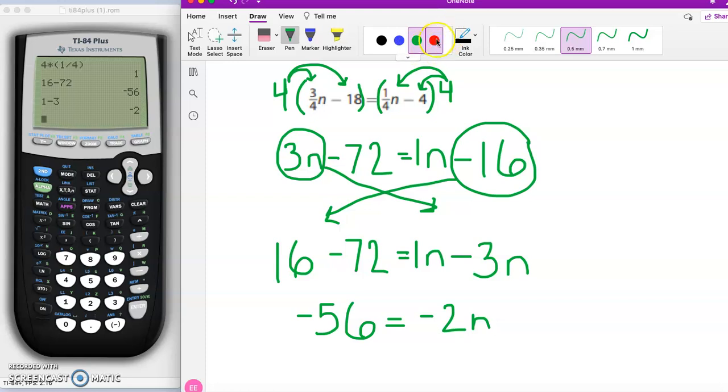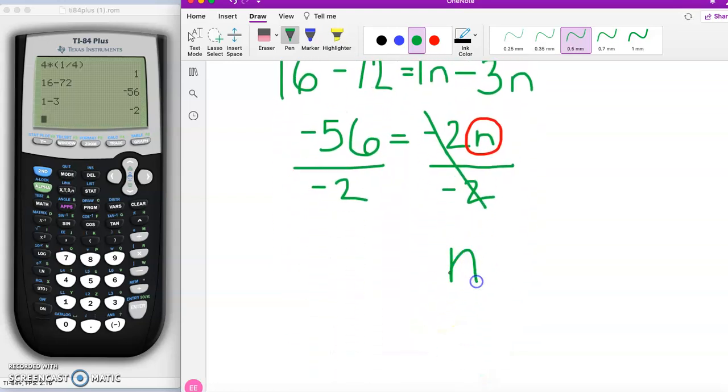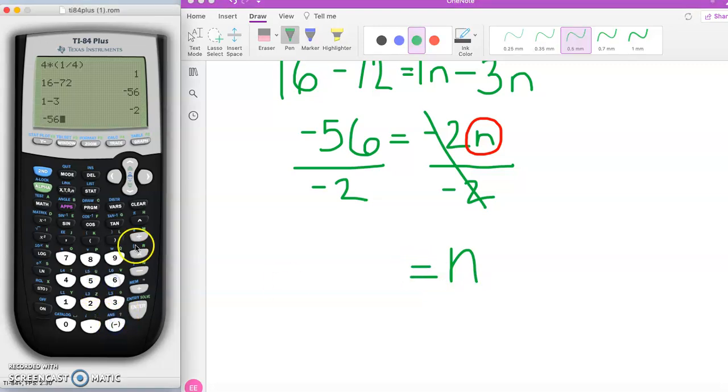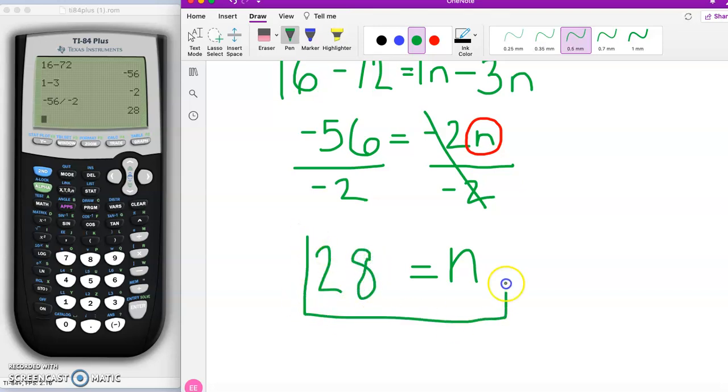Now, my last step, I want to get the variable, the letter, by itself. So I'm going to divide by negative 2 on both sides, always on both sides. These cancel out, and all I'm left with is my n. So I have n equals negative 56 divided by negative 2. And I have 28. N equals 28. That's it.